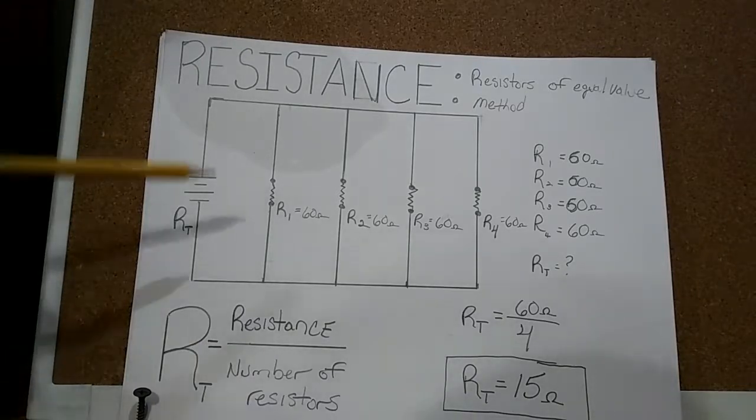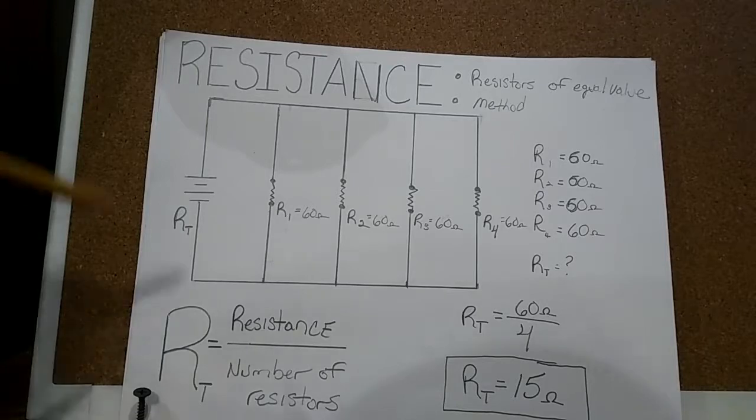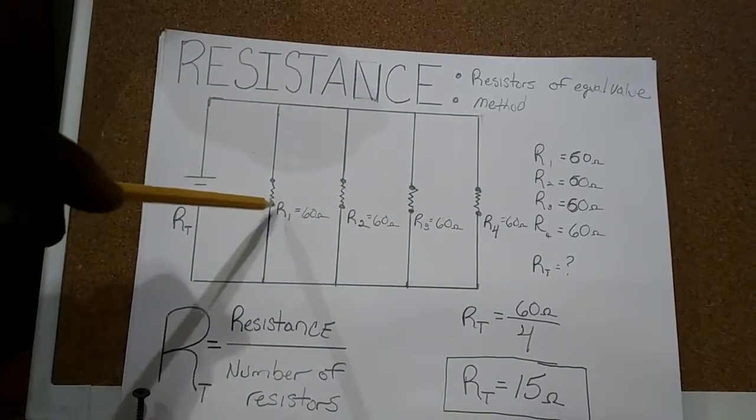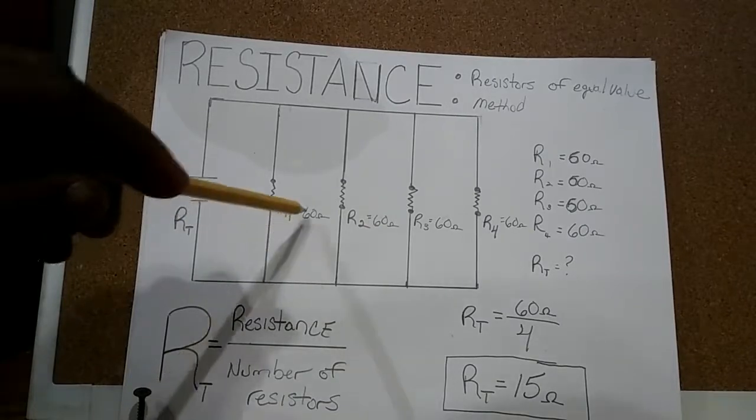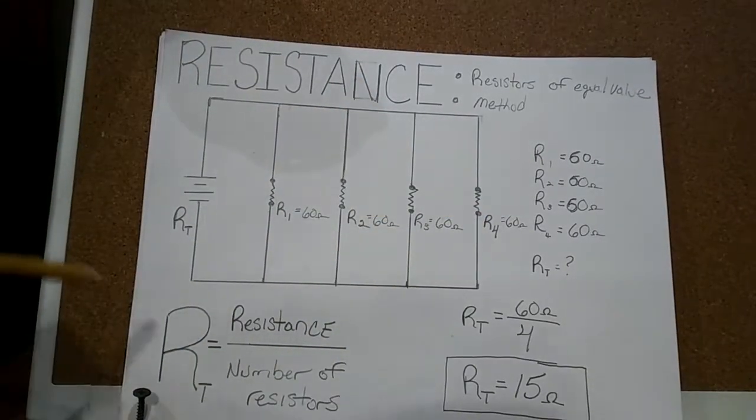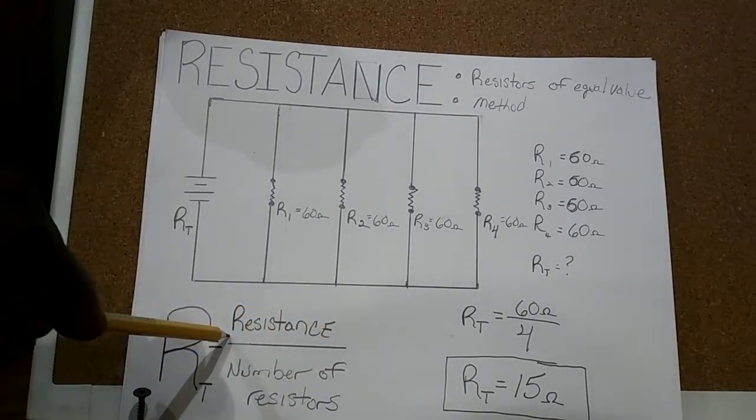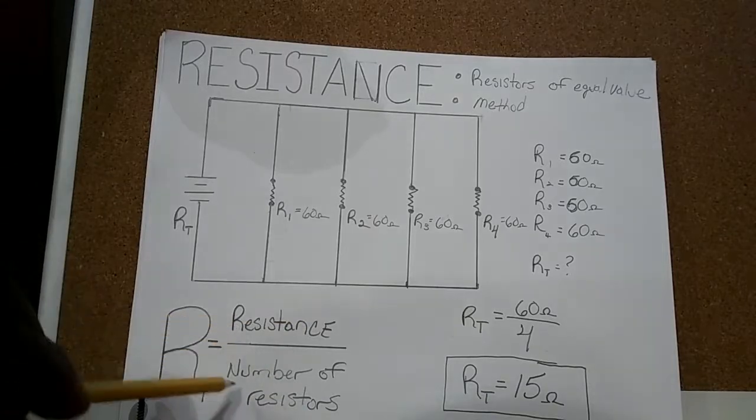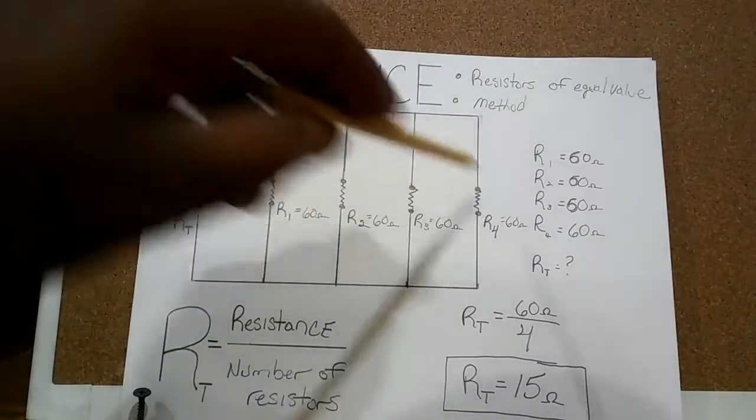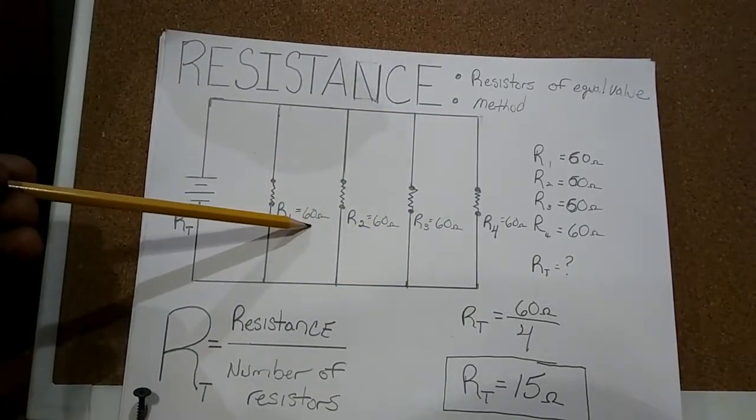Okay, now let's talk about the equal value method. The way you find the total resistance in an equal value method, the only way you can do it, is if each resistor has the same value. And in this illustration, each resistor equals 60 ohms. So the way you find it is the total resistance equals the value of the resistor over the number of resistors. So we have 4 resistors, 1, 2, 3, 4, and the value is 60 ohms.